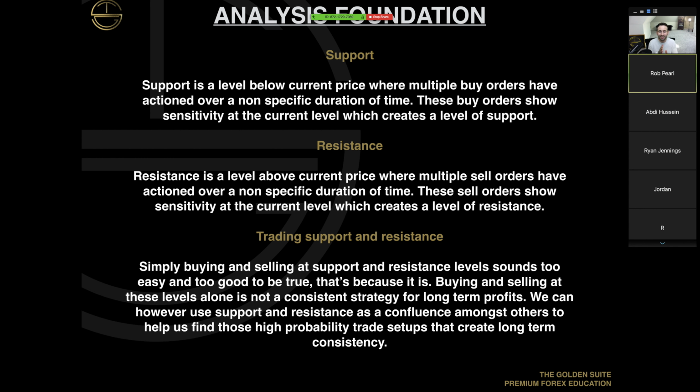So simply buying and selling at support and resistance levels sounds too easy and too good to be true. That's because it is. Buying and selling at these levels alone is not a consistent strategy for long-term profits. We can, however, use support and resistance as a confluence. Now, we discussed confluences yesterday. That trend lines is one of those confluences. Support and resistance will also be a confluence that we can use to help us detect those high probability trades. So that's what we're going to go through now.